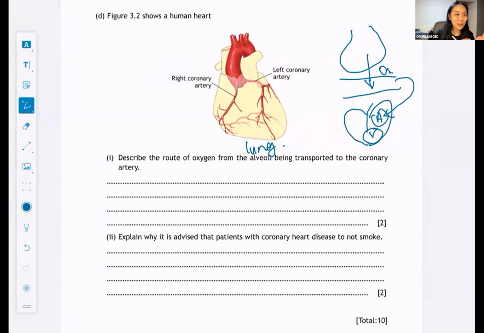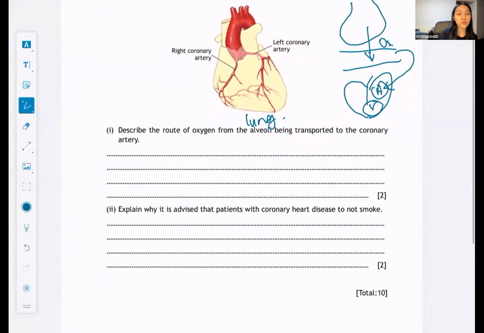Yeah, so this kind of question will apply to many, many scenarios. They can ask you about glucose from the small intestine to the coronary artery. But the pathway is always the same. It's always about moving back to the heart, moving to the lung, becoming oxygenated, and then coming back to the heart and being transported elsewhere. So this is something to think of as well, the pathway. It's about linking many chapters together.